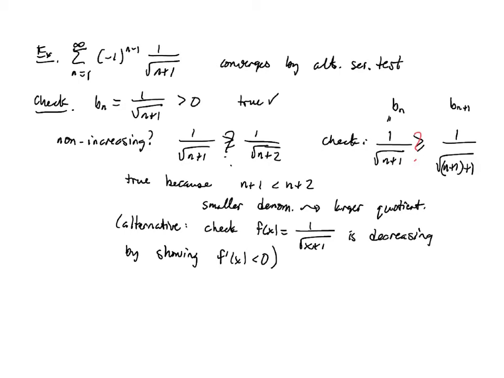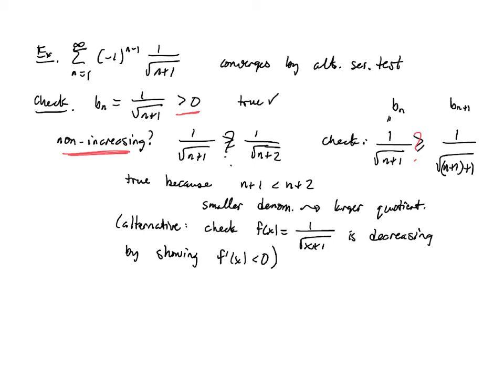So you can check that that function is decreasing by showing that its derivative is negative, and that will tell you that the sequence of terms that we're looking at, the Bn's, are non-increasing. So that's the second thing we need to check, right? We checked the positive terms up here. We checked that the sequence of Bn's is non-increasing.